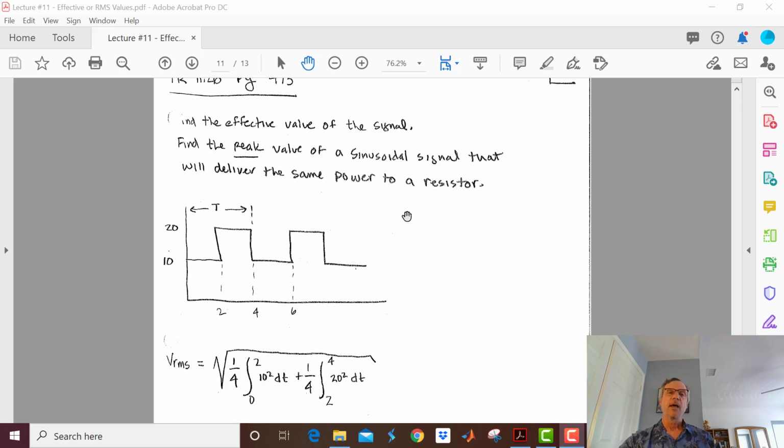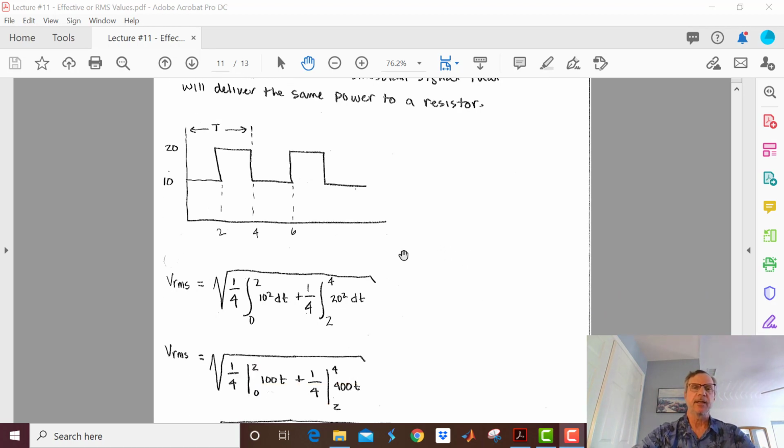So what do I want? I want the effective value of the signal. That's the RMS value. I want to find the peak value of a sinusoidal signal that would put the same power into a resistor. But really the meat of this problem is, let's find the effective value, or the RMS value of the signal. So we know it's periodic, so I'm going to go back to my handy dandy formula for RMS, my root of the mean square, and I'm going to say that I can divide this into 2 integrals to make things a little easier.